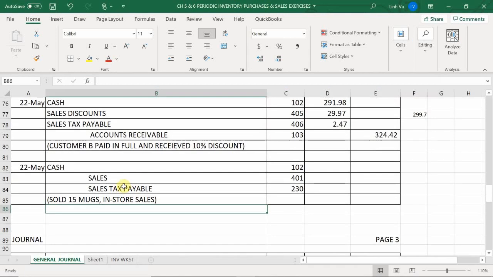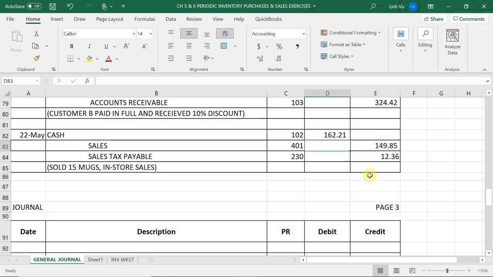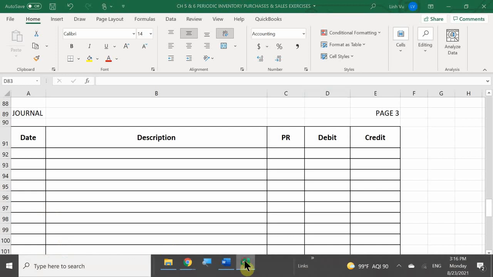So in this case, how much was my total sales if I sold 15 mugs? 149.85. How much tax am I going to be charging? $12.36. So in grand total, how much cash should I be receiving? $162.21. Good.